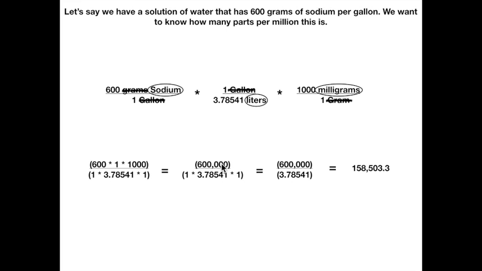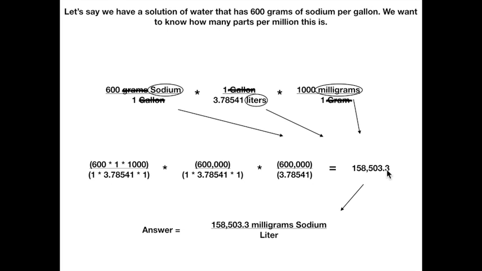Now we go to the bottom, it's 1 times 3.78541 times 1, and that's going to give us 3.78541. So now we're going to divide these, and that gives us a value of 158,503.3. Now I'm going to check out my units. I'm going to carry those over, and that gives us our answer of 158,503.3 milligrams of sodium per liter. So that's how many parts per million we have, and that answers our question.